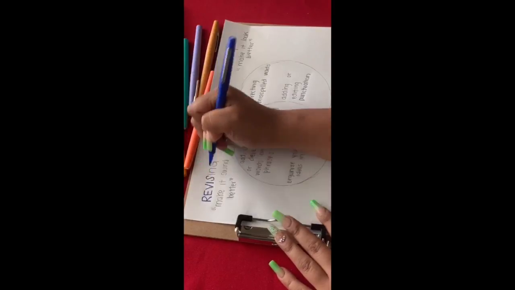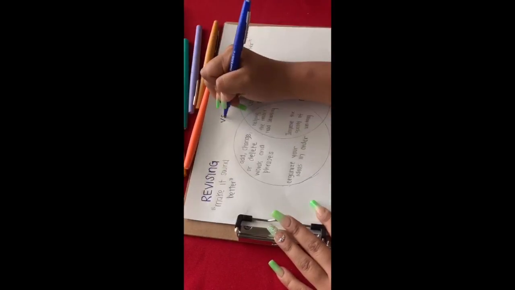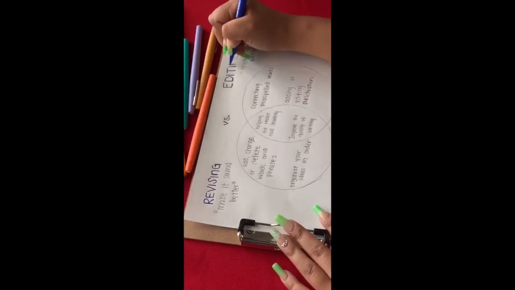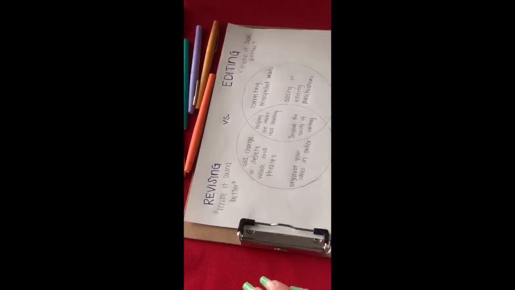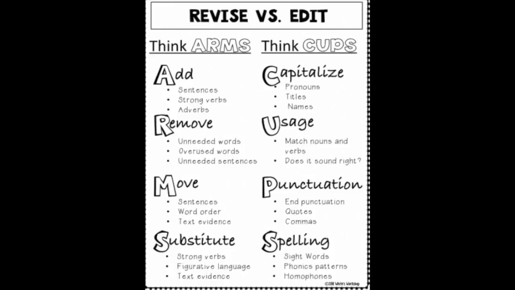We have learned two mnemonics that help us remember the difference: think arms and cups. During revising, we arm up. During editing, we use our thinking cups. Using our background knowledge, we can refer to the revise versus edit anchor chart. When we revise, we arm up. We add, remove, move, and substitute sentences. When we edit, we use our thinking cups. We capitalize, look for word usage, check punctuation and spelling.